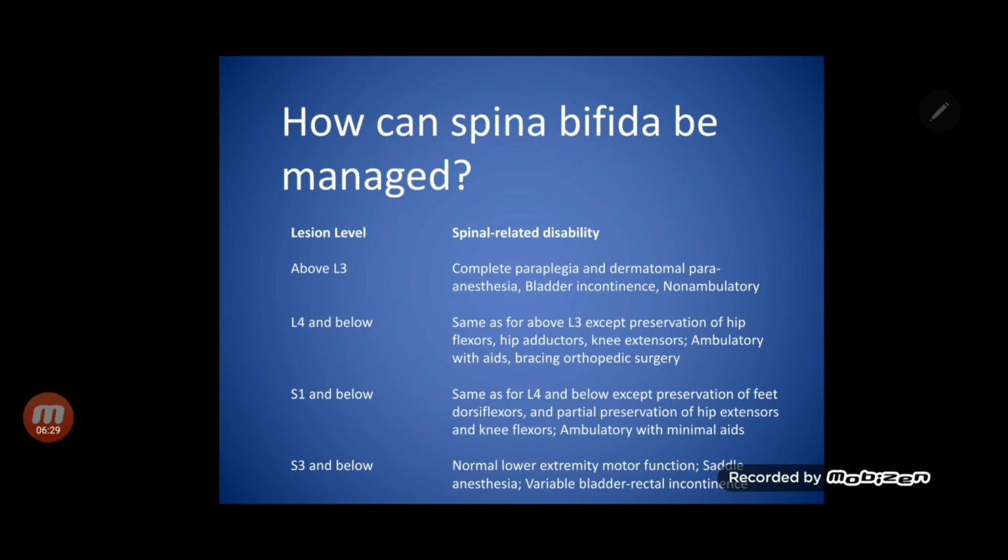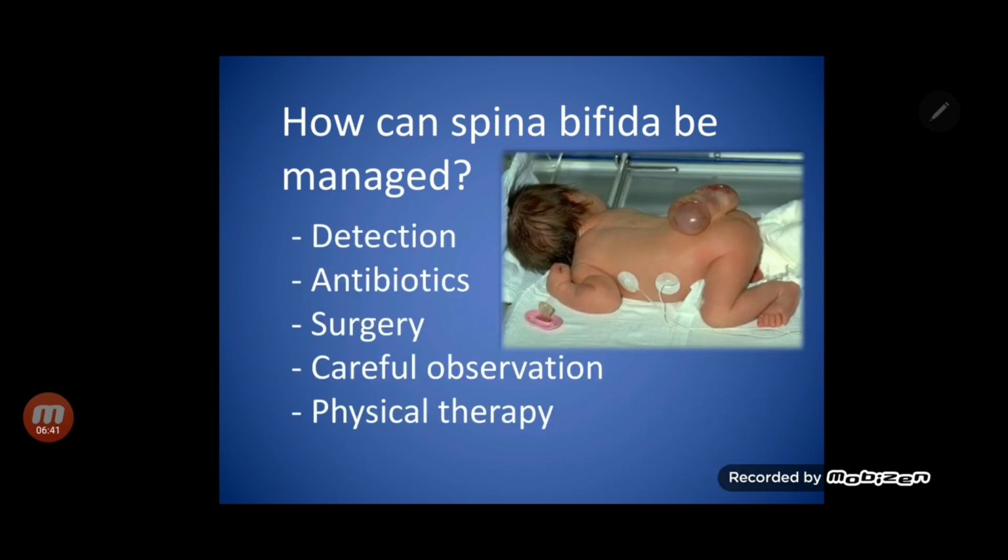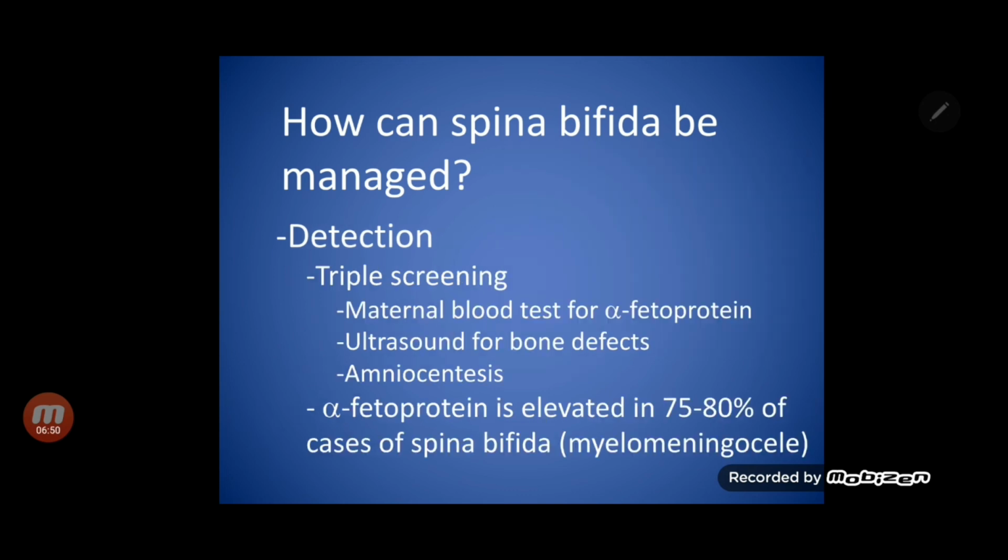In S3 and below, the patient has a normal lower extremity with normal motor function. However, he has saddle anesthesia and variable bladder and rectal incontinence. So how can it be managed? Detection is very important, along with antibiotics combined with surgeries, careful observation and physical therapy. In detection, we usually have to do triple screening: the maternal blood test for alpha-fetoprotein, ultrasound for the bone defects, or amniocentesis.